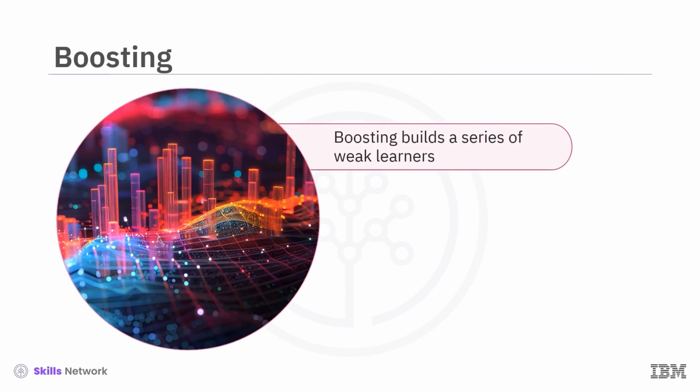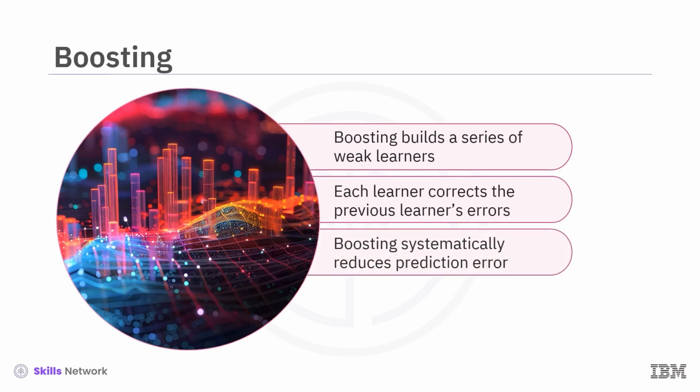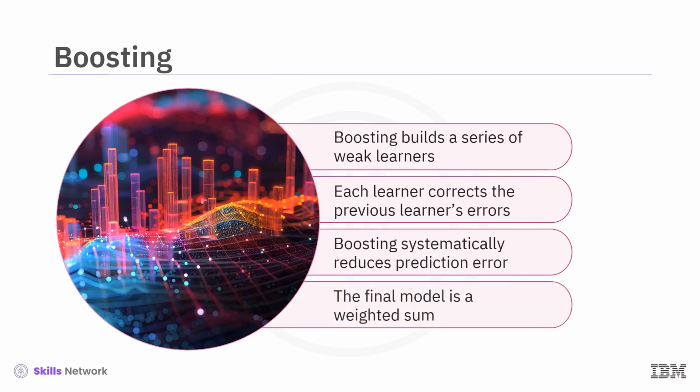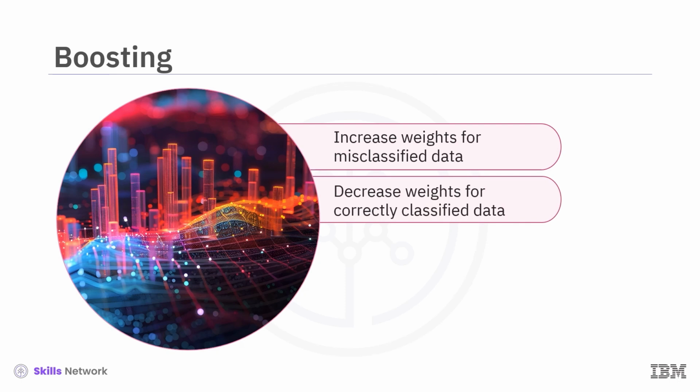Boosting is an ensemble modeling technique that builds a series of weak learners, each aimed at correcting the errors of the previous one. By systematically reducing prediction error, boosting helps lower prediction bias. The final model is formed as a weighted sum of these weak learners. In each iteration of the process, the weights of misclassified data from the previous model are increased, while the weights of correctly classified data are decreased.